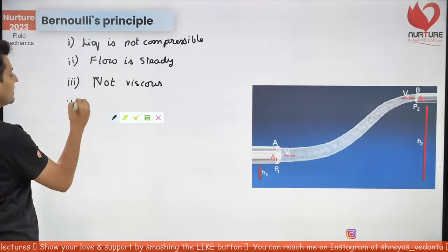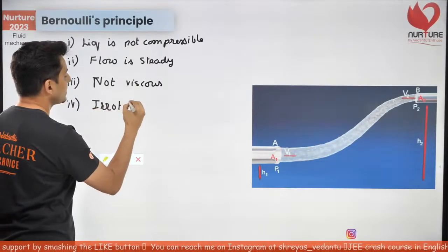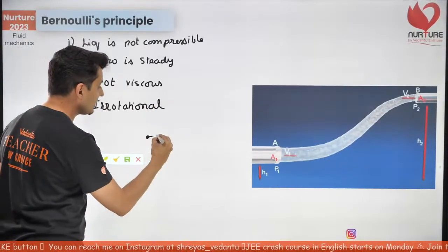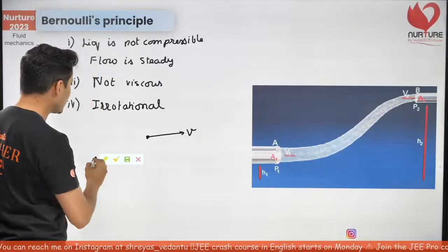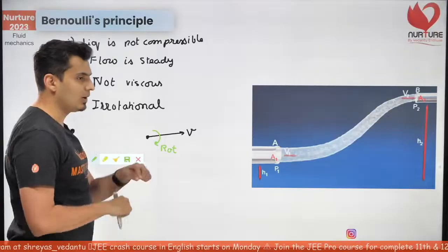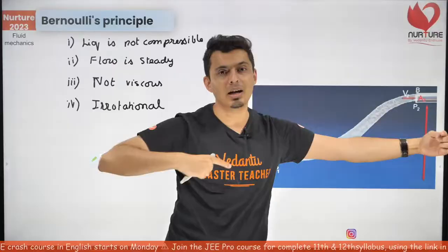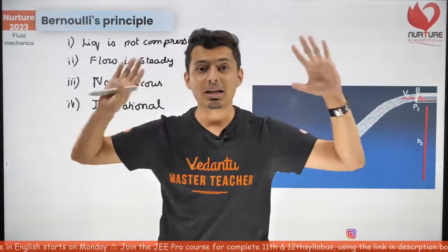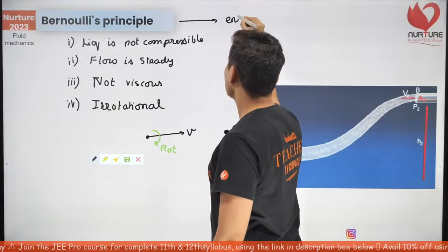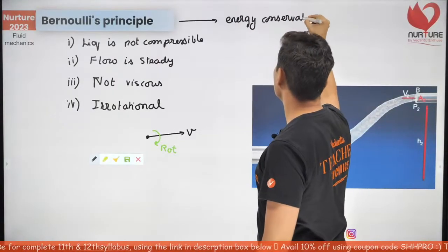The last thing is that the flow is irrotational. The meaning of irrotational is that when the fluid particles are moving, they just have translational velocity, but they do not have rotational angular velocity. So the fluid particles just go as they are. They are not rotating or spinning about their axis, because the entire principle, like I said before, is just based on energy conservation.